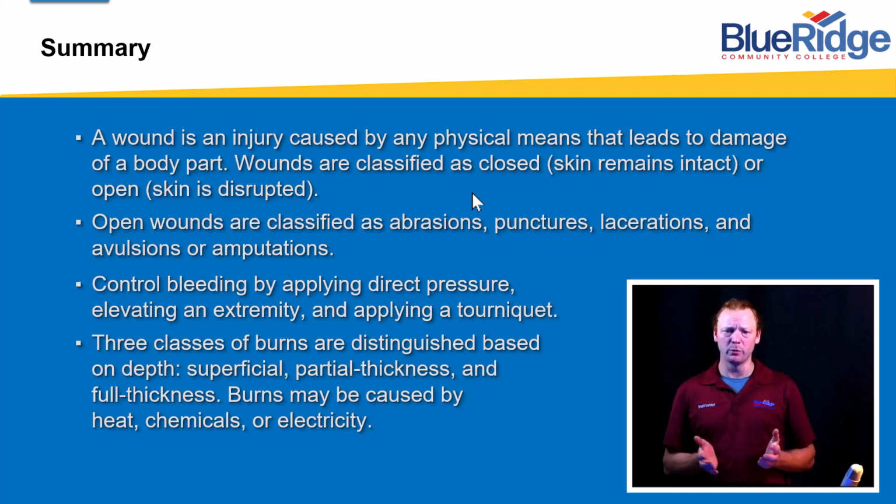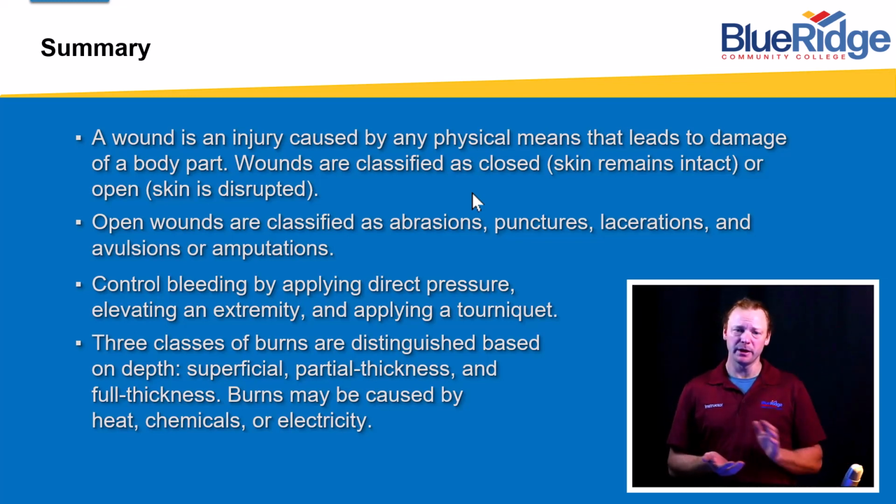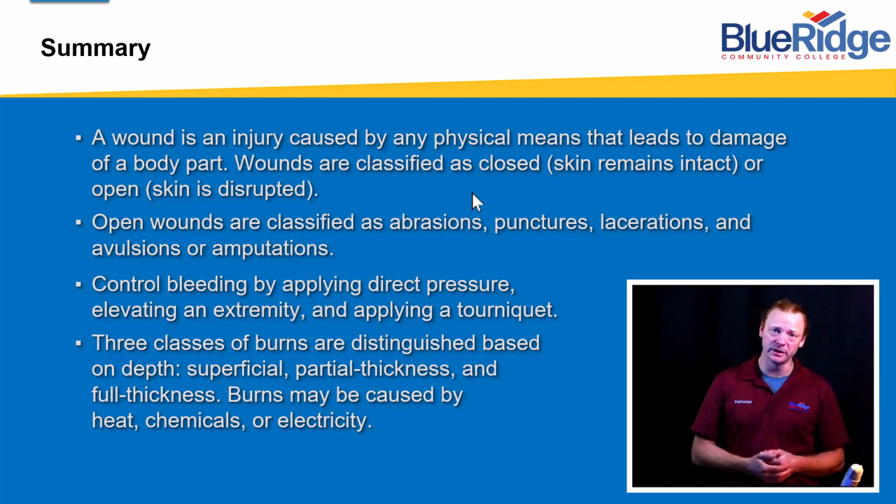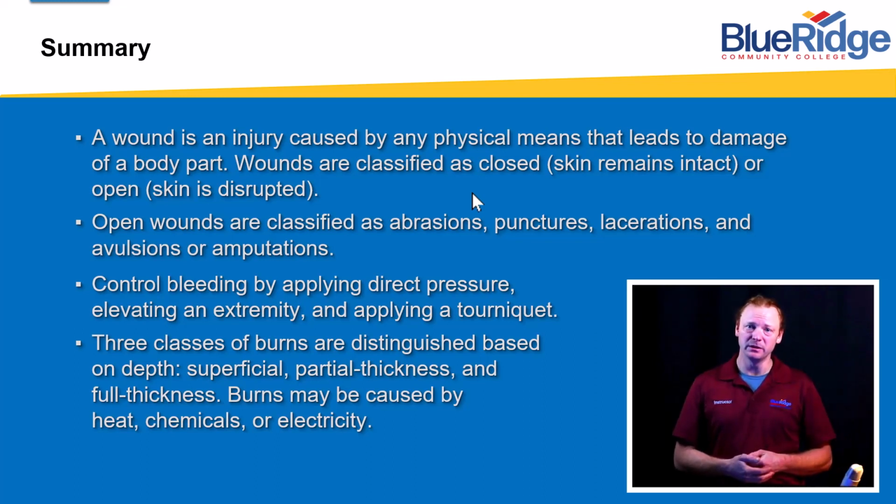And then we always want to control bleeding by applying direct pressure. You can elevate the extremity to see if you can decrease the blood pressure to that affected area, or apply a tourniquet if you cannot control the hemorrhage. Remember, you can use a tourniquet in venous bleeding, even if it's not an artery. If you can't control the bleeding, you can still use a tourniquet.